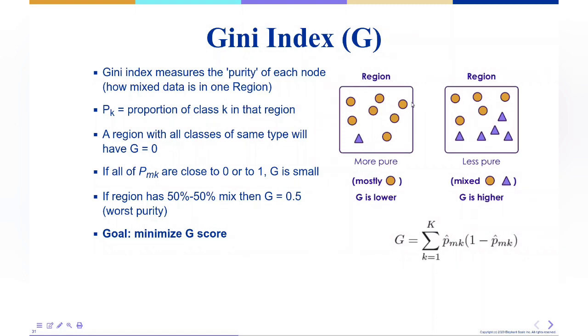So pure basically means, if the node has only one class, the Gini index is 0. So that's a good index to aspire to. If the Gini index is like 50%, I have a 50-50 mix. That's a worse score, because right now I can't make a decision.